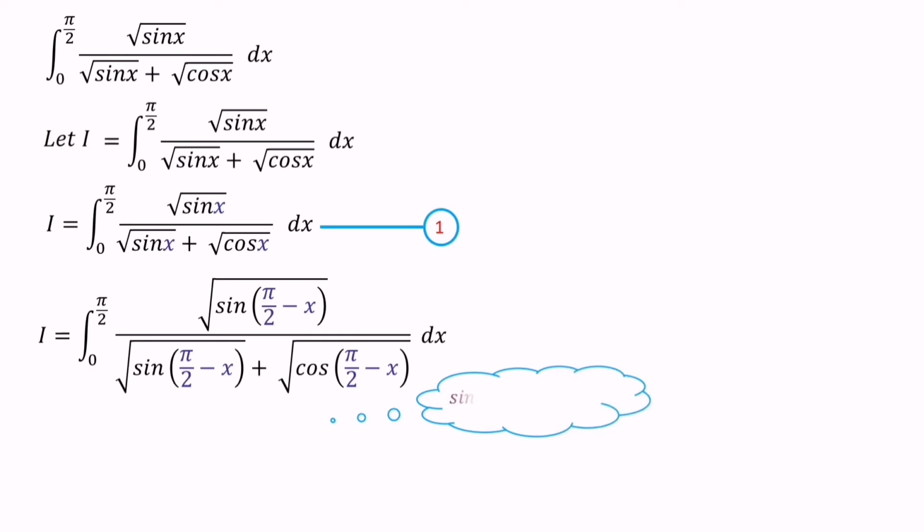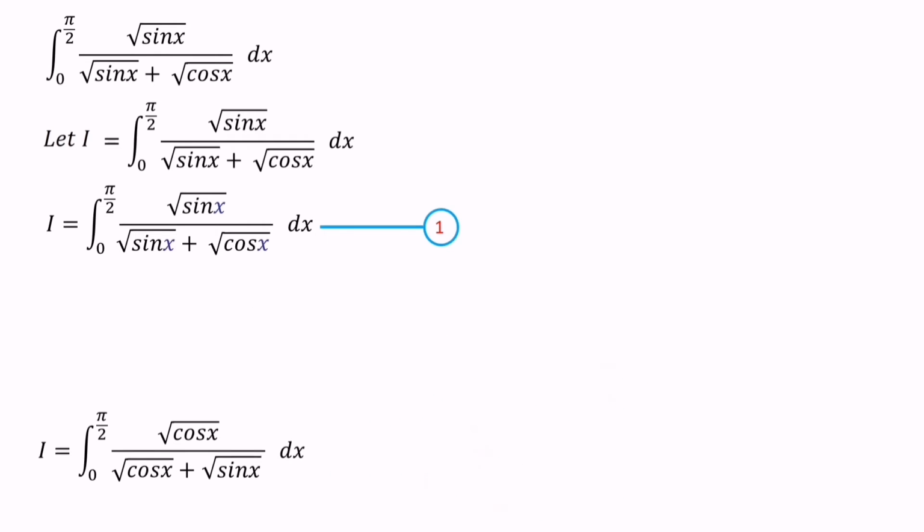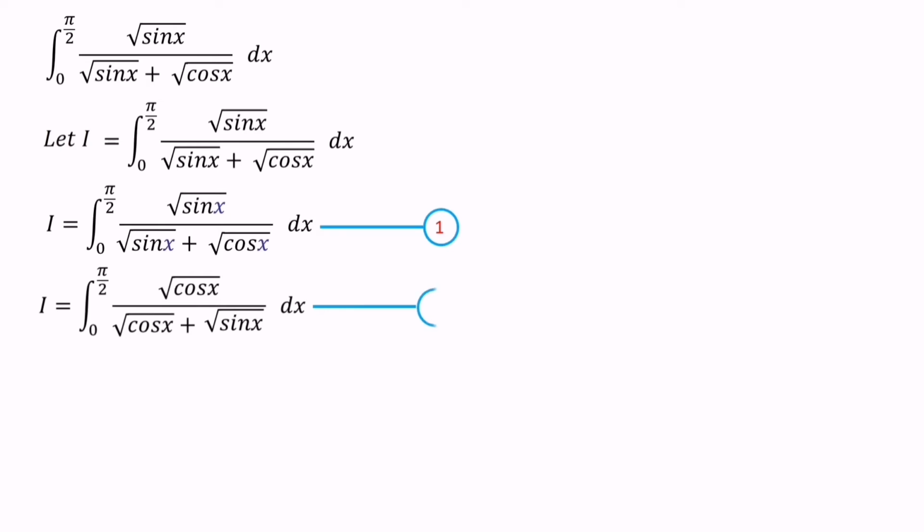Sin of pi over 2 minus theta equals cos theta. Cos of pi over 2 minus theta equals sin theta. So, in here, instead of sin of pi over 2 minus x, we can write cos x, and instead of cos of pi over 2 minus x, sin x. Now we have equation number 2.